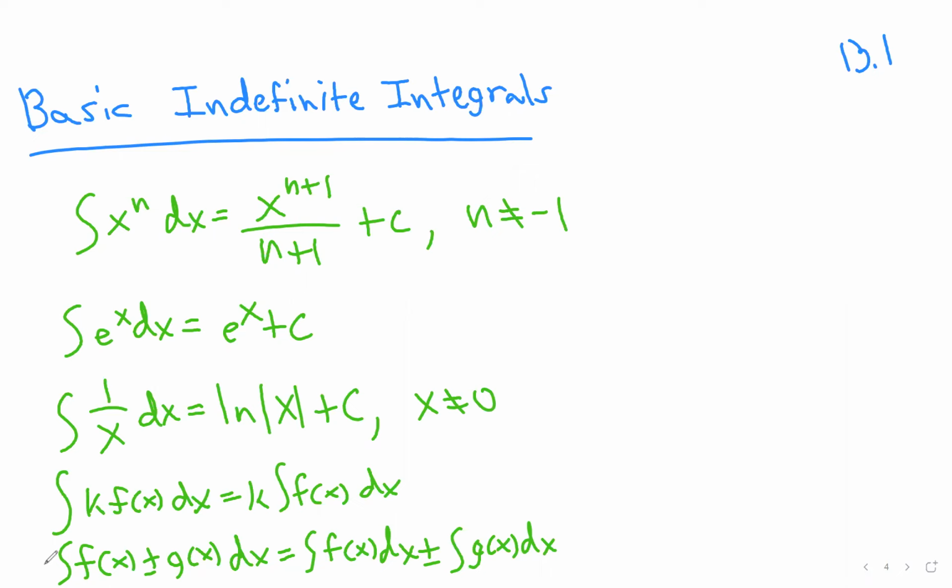For the next property, we have the fact that you can integrate f of x plus or minus g of x dx and get the same result as if you were integrating f of x dx separately from the integral of g of x dx. And so you can either add or subtract the individual integrals of each of those functions and get what you were looking for before, the sum or difference of the functions being integrated.